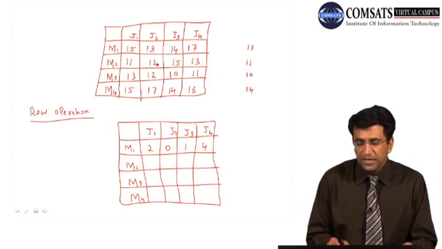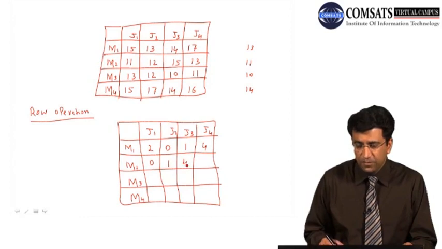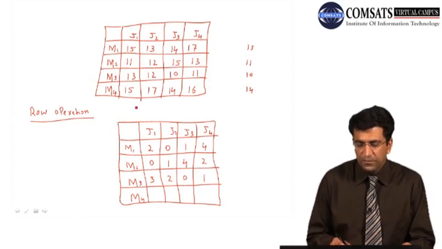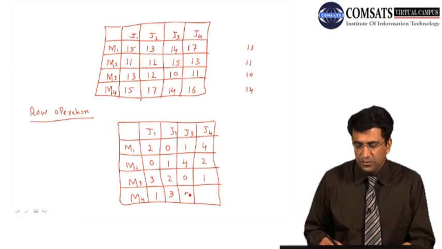Similarly, we will subtract the smallest number, that is 11, from the second row. 11 minus 11, 0, 12 minus 11, 1, 15 minus 11, 4, 13 minus 11, 2. Third row: 13 minus 10, 3, 12 minus 10, 2, 10 minus 10, 0, 11 minus 10, 1. Then fourth row: 15 minus 14, this will become 1, 17 minus 14, this will be 3, 14 minus 14, 0, 16 minus 14, 2.